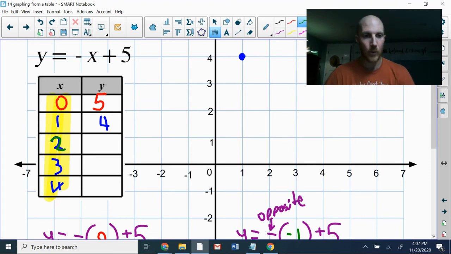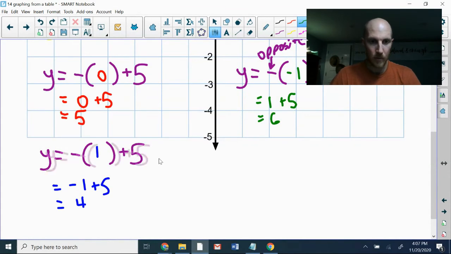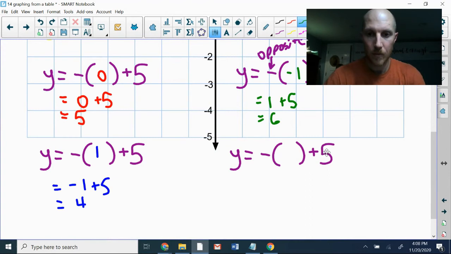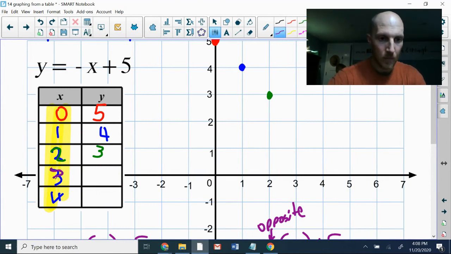Change colors. So let's do this one in green. So I'm going to do 2 next. Bring that over here. So that's going to give me -2 plus 5, which is 3. 2, 3. It's going to be right here. Let's do this one in purple.